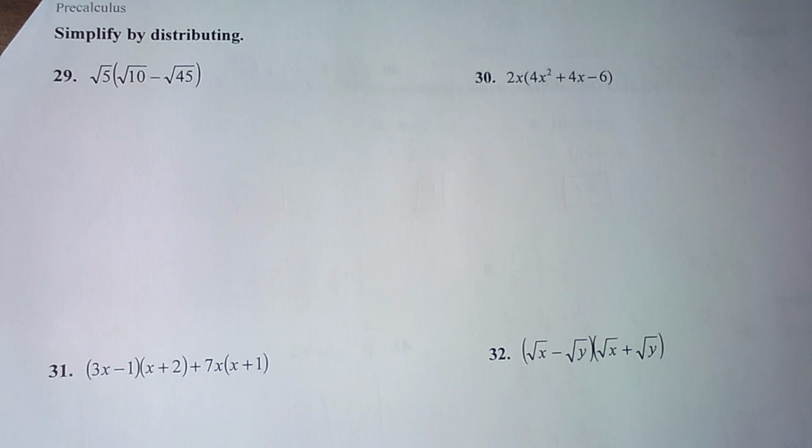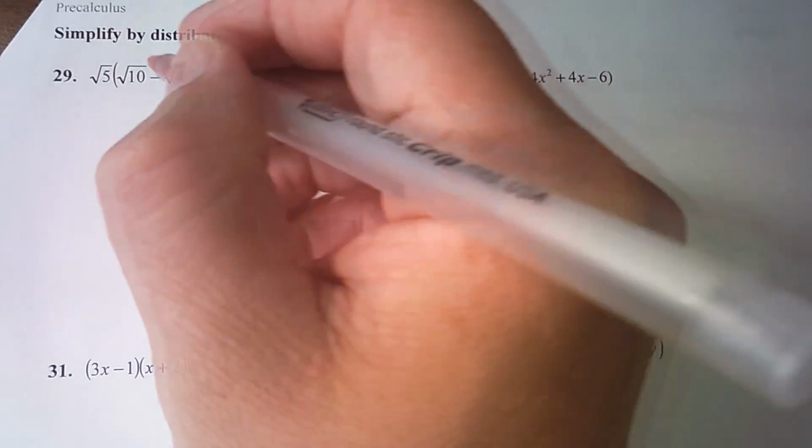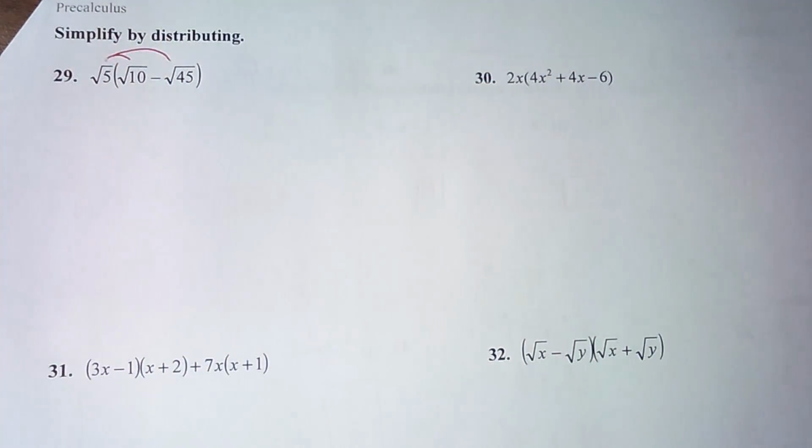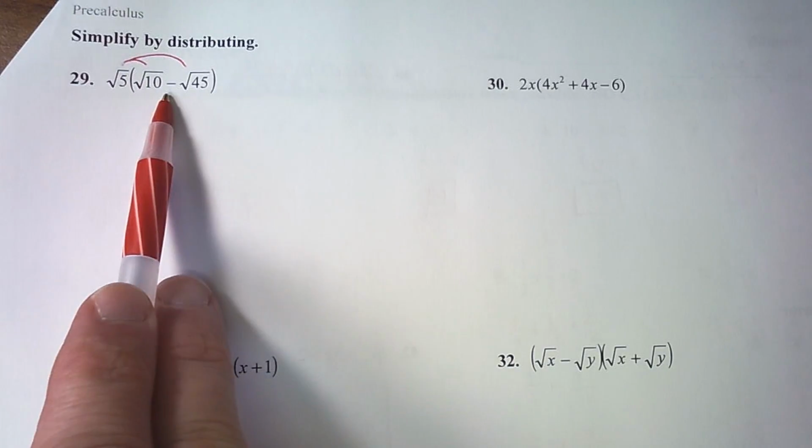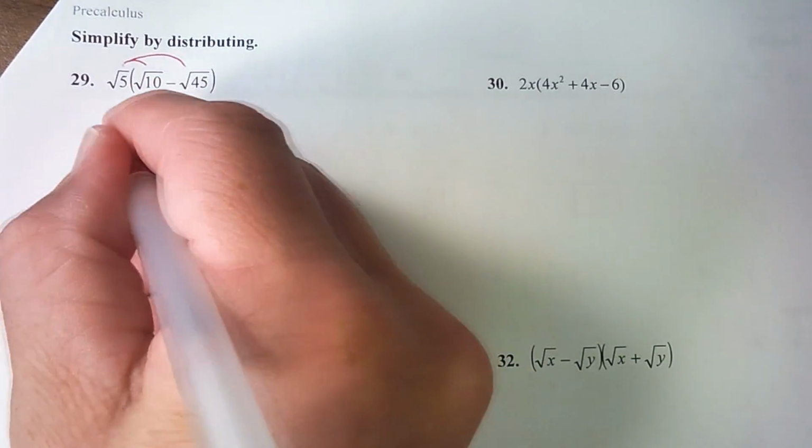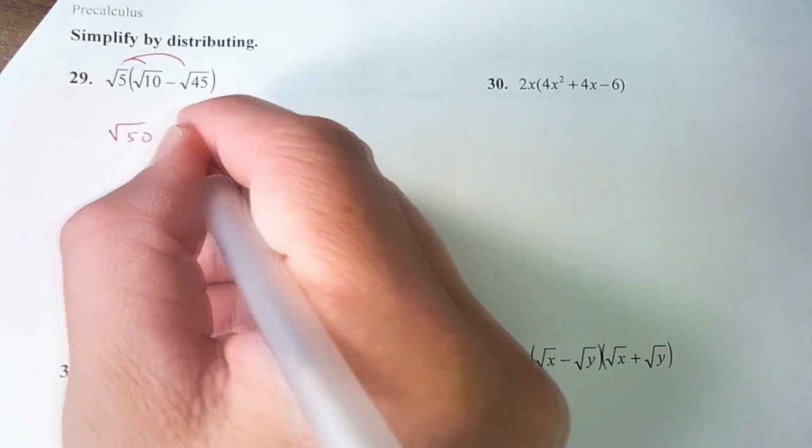We'll continue now on to page 3 of our algebra review. So we're starting with number 29, and we're going to do some distributing. So I'm going to distribute that square root of 5. Square root of 5 times the square root of 10. Both of these numbers are under a radical, so we can multiply them. That is the square root of 50.